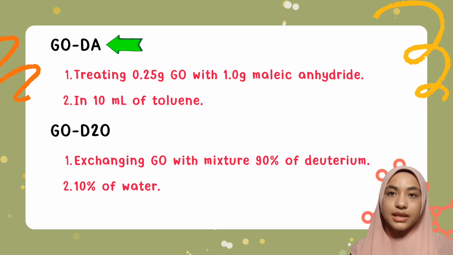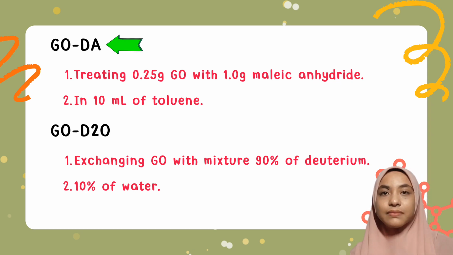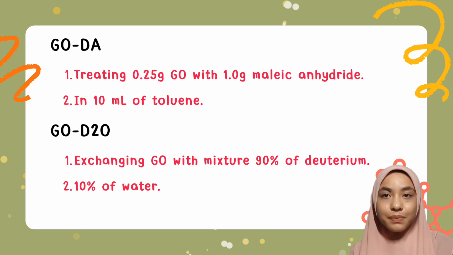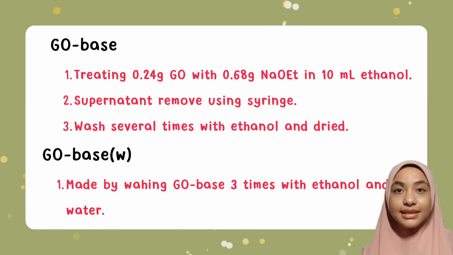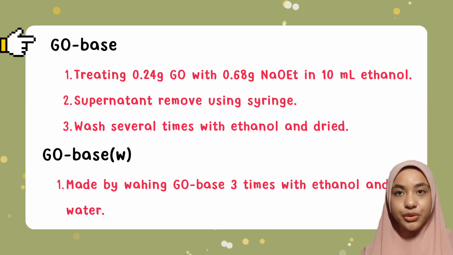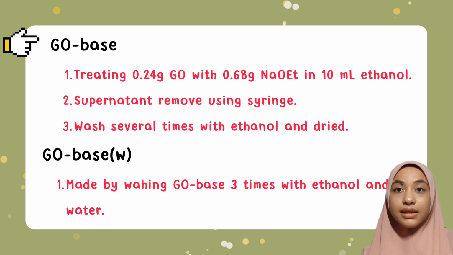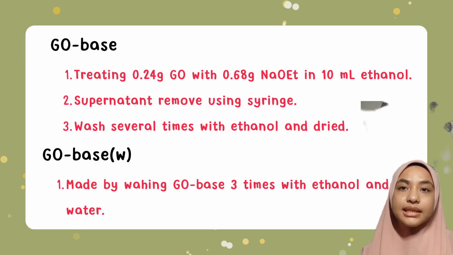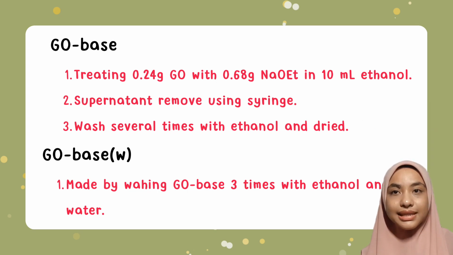The first derivative is graphite oxide attached to DA. 0.25 gram of our main sample was treated with 1 gram maleic anhydride in 10 ml of toluene. Second derivative, graphite oxide attached to deuterium, where graphite oxide was exchanged with 90% deuterium oxide and 10% water. For the third derivative, graphite oxide attached to base, 0.24 gram graphite oxide was treated with 0.68 gram sodium ethoxide in 10 ml ethanol with air being excluded.